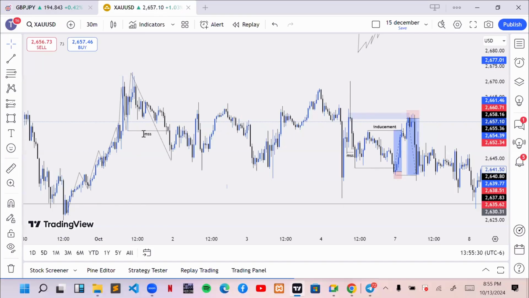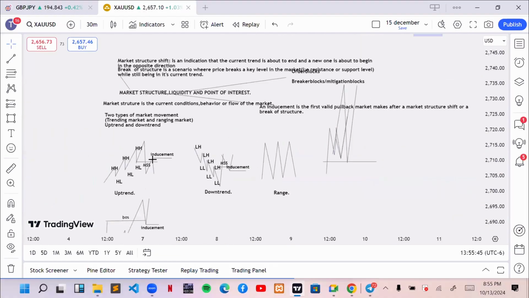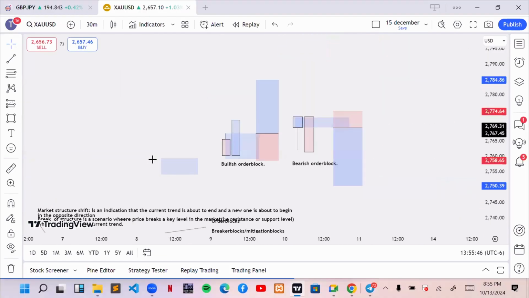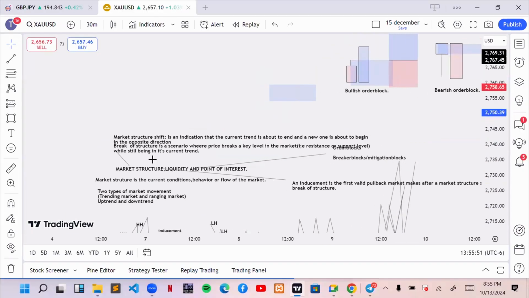So we have gotten our market structure from this previous uptrend. The market was making a series of higher highs and higher lows before. It now made a lower low, changing the direction of this trend from an uptrend to a downtrend. So after I've gotten my structure part of it, what is next I look out for? Remember I said market structure, then liquidity. What do I say is my liquidity? Inducement.